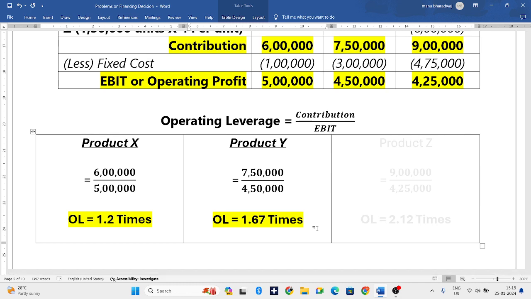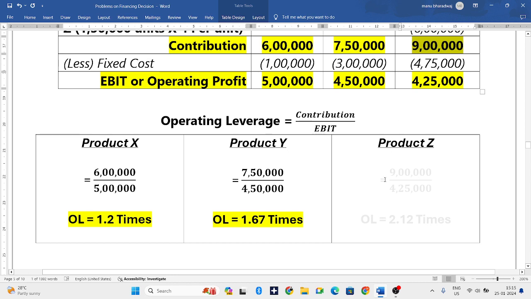Now let us see about product Z. For product Z, the contribution is 9 lakh rupees. EBIT or operating profit is 4,25,000.